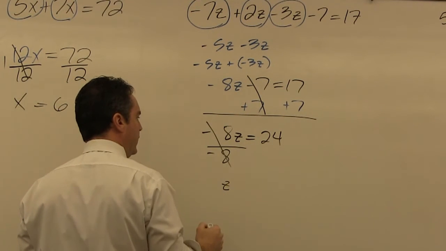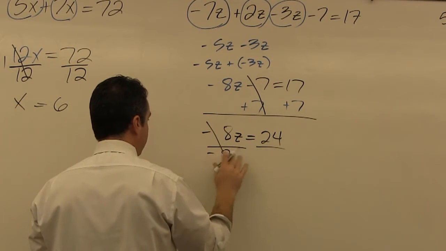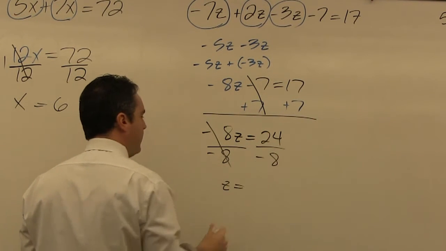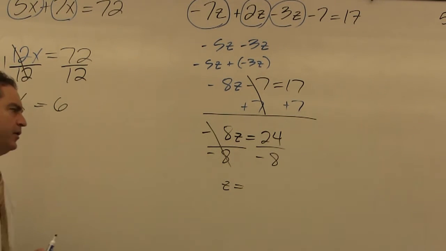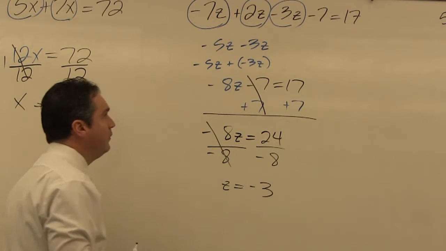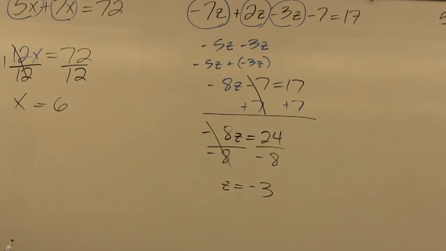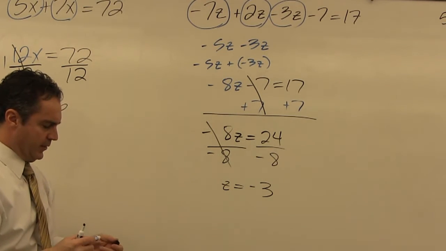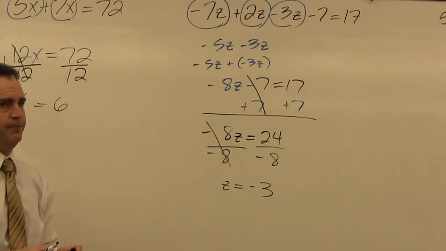These cancel. And what I do to one side, I got to do to the other. Divide this by negative 8. And so z equals 24 divided by negative 8. Very good. A positive divided by a negative is a negative 3. And z equals negative 3. Look at that. You simplified that problem and came up with that answer. Fantastic. Let's look at the next one.